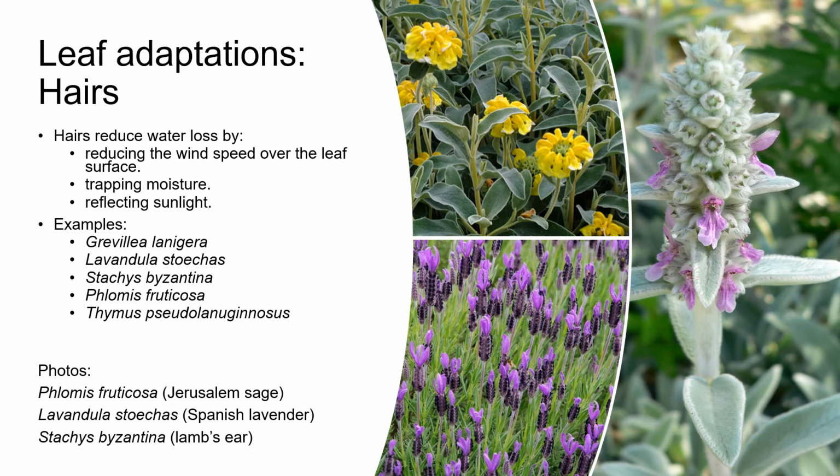Many plants have hairy leaves which reduce water loss by reducing the wind speed over the leaf surface. The hairs trap moisture, and silvery white hairs also reflect sunlight and help to keep the leaf surface cooler. Examples include woolly grevillea, Grevillea lanigera, Spanish lavender, lamb's ear, Jerusalem sage, and woolly thyme.